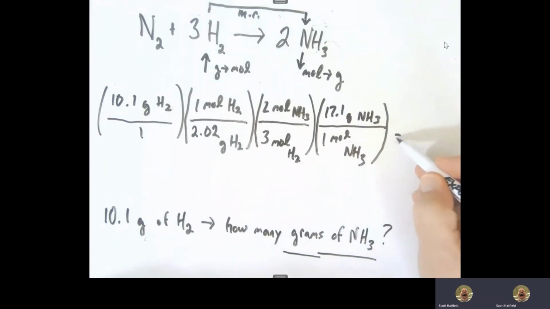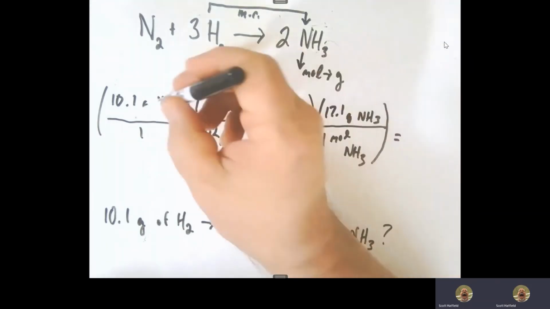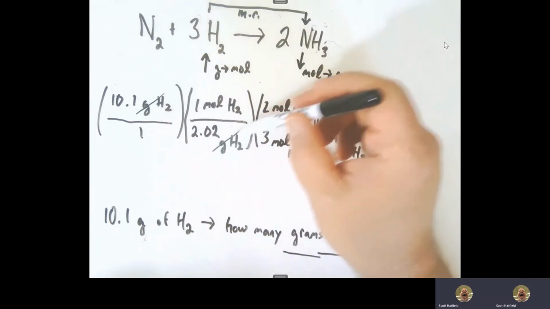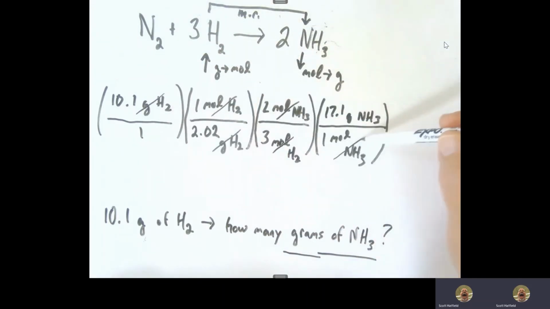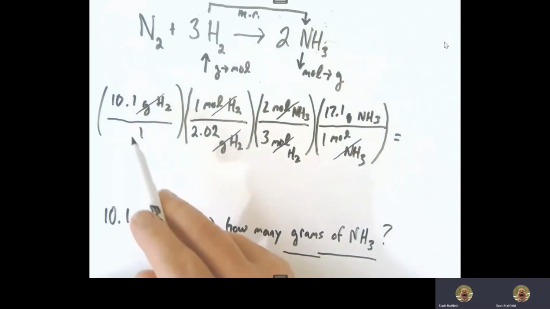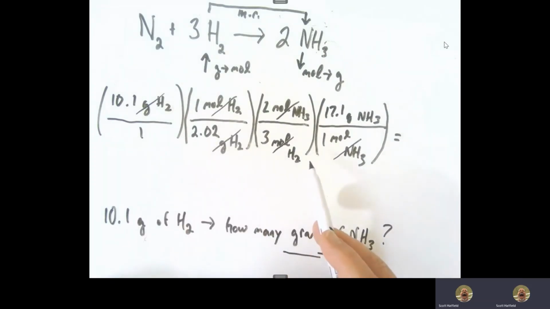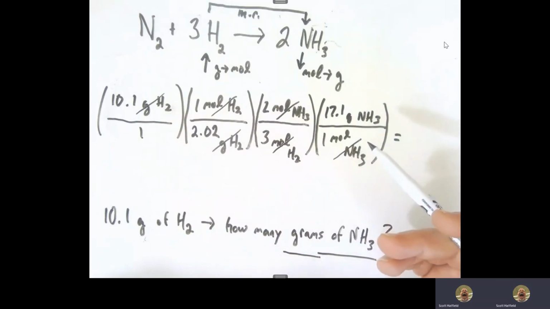So that's our setup. And of course, grams of hydrogen will cancel, as will the moles of hydrogen and the moles of ammonia, and we just multiply. Product of the top divided by the product of the bottom. And so that's essentially 10.1 times 2 times 17.1 on the top, divided by 2.02 times 3 on the bottom. If we get done doing all the math, we find that we have 57 grams of ammonia.